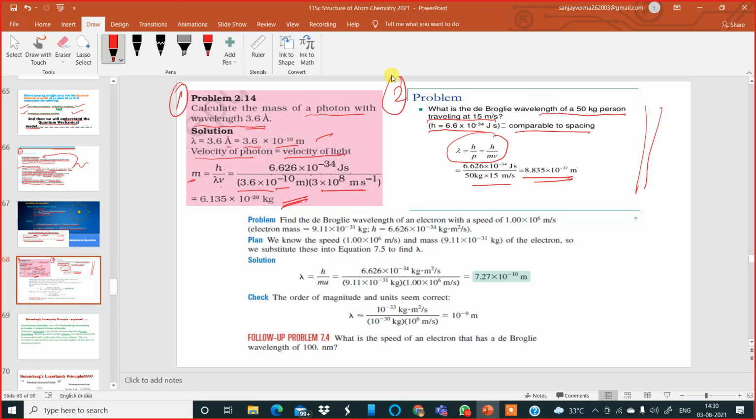Then we have one more problem. Find the de Broglie wavelength of an electron with a speed of 1 × 10^6 meters per second. Electron mass is given already, Planck's constant is given already, so again a direct application of the formula. Lambda is equal to h by mv, where v is the velocity. Put the values and you get the value of the wavelength. Check that the order of magnitude and units seem correct. That is very important. You have to keep the units in meters. If you're getting the answer in meters, everything has to be converted to meters. Now the order is 10^-9 meter. This you can leave for the moment, but the answer is still here.